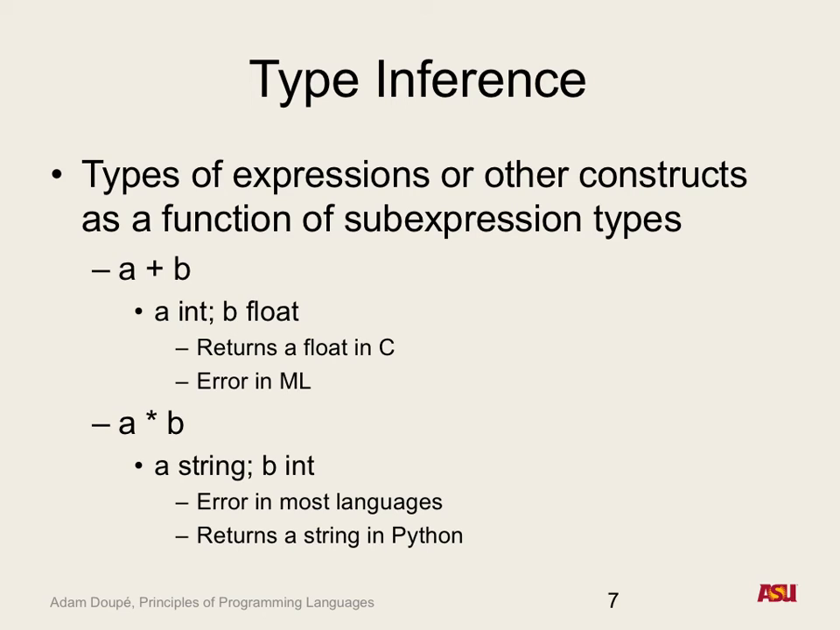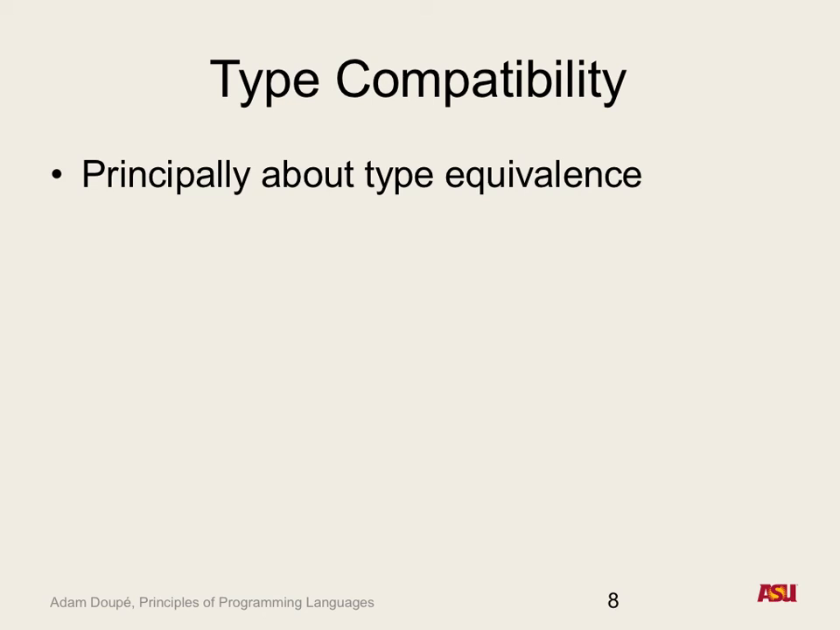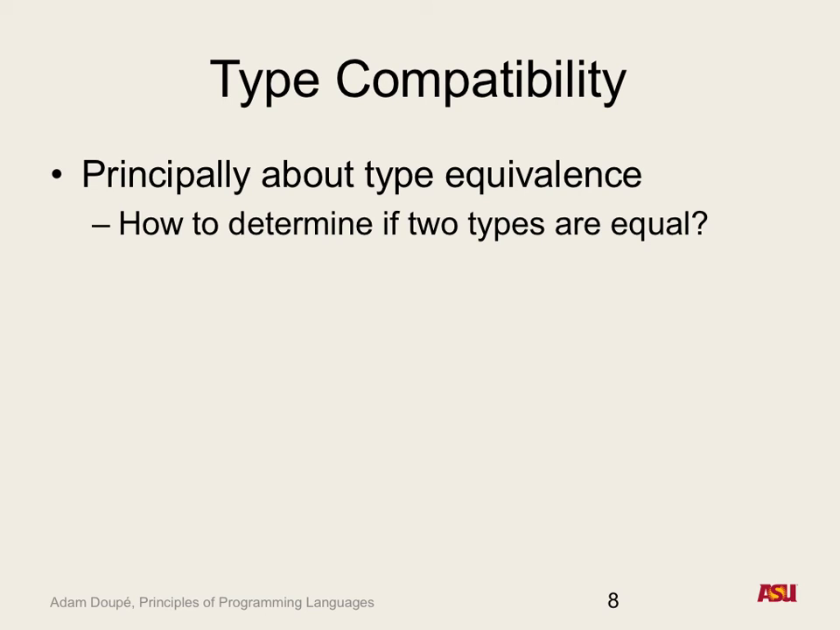Okay, so now that we've talked about the four different aspects of a type system, we really need to dig in and talk about what are the different rules that people have tried to use for type compatibility? And this is principally about type equivalence. So how do we determine if two types are equal, right? If we see A equals B, when do we allow that and when do we disallow that? And we want this to be consistent. We want a standard rule and a standard way of thinking about this.